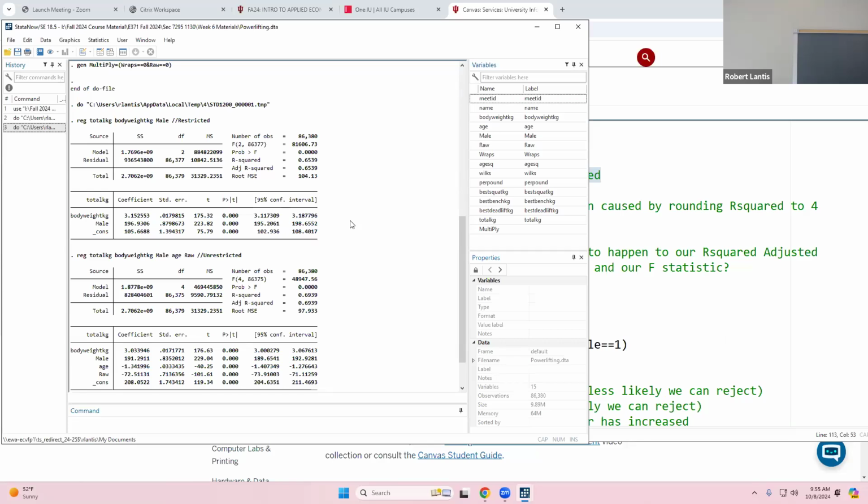We also can get the number of restrictions. So what was our number of restrictions here? How many variables were in that unrestricted model compared to the restricted? Body weight, male, age, raw. So we have 4. How many were in the original one? Just body weight and male. So our number of restrictions is 2, right?